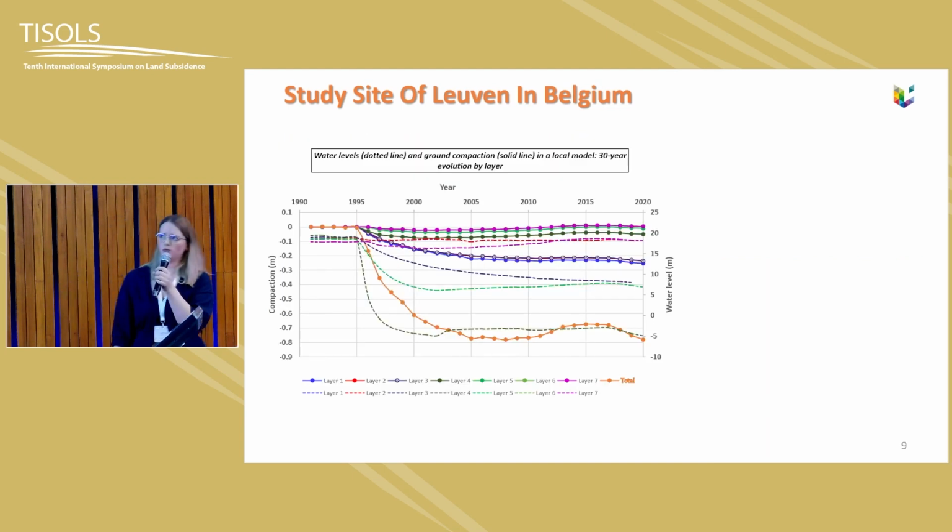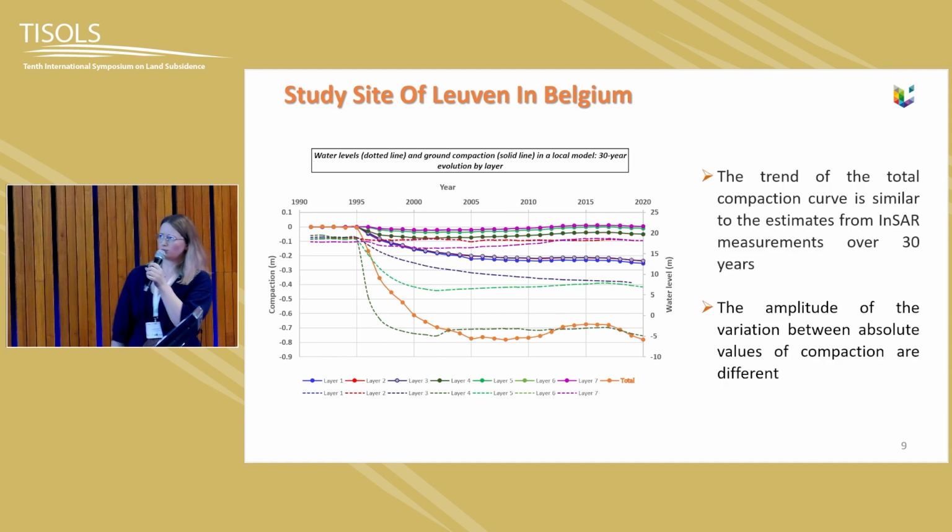So this is the result of my SUB models using the SUB package, and you can see with the orange line that in terms of trend, we have the same trend as the InSAR imagery was showing. We have compaction during the whole 30 years. However, when you look at the absolute values for the SUB package and what we have in InSAR, it's really different.